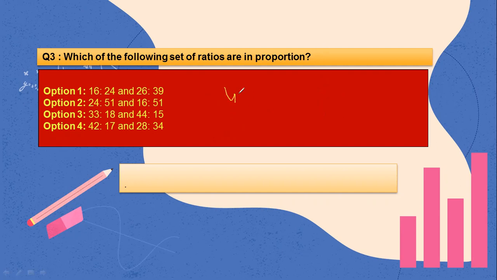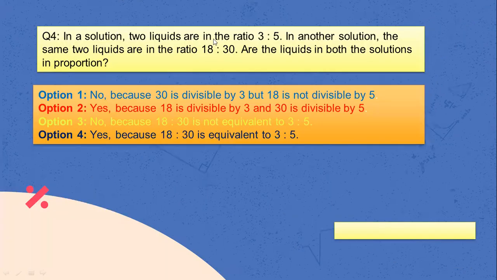Option 4, 42 is to 17. It is already in simple ratio. 28 upon 34, if you simplify, you are getting 14 upon 17. So again, they are not in proportion. So finally, we got option number 1 as the correct answer. So option number 1 is the right answer. Let's move to the next question.